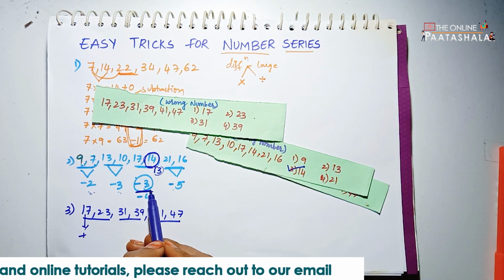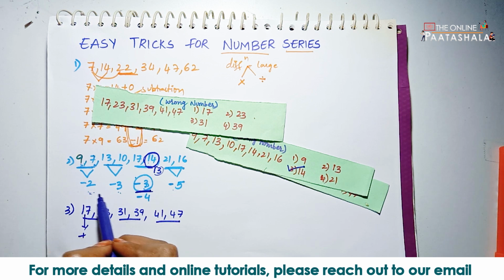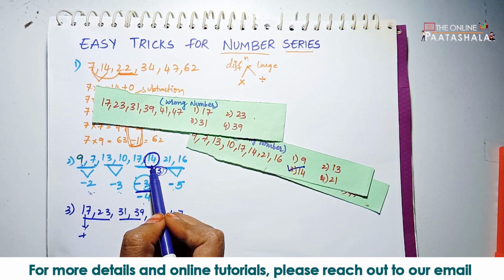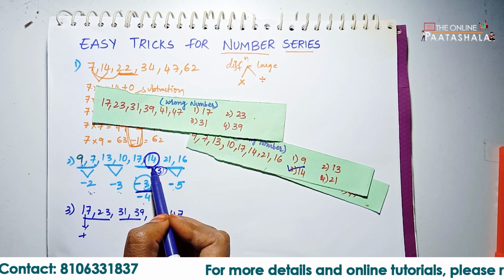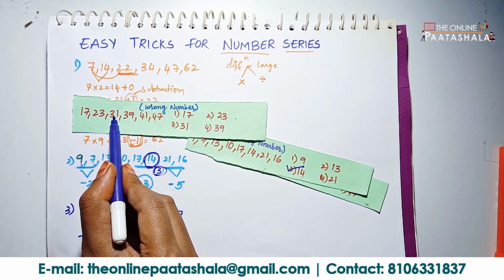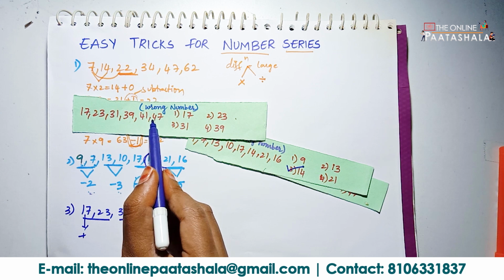Here we got minus 3, so it is an incomplete series. It is not in a proper series. So here we write minus 4. If it is minus 4, the answer should be 13, but the answer is 14. So which one is the wrong number? That is 14.